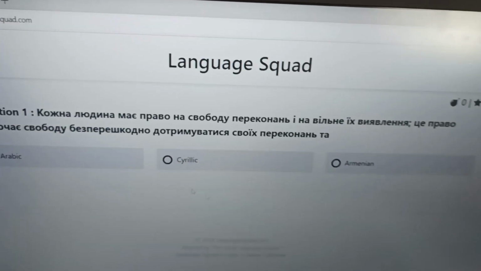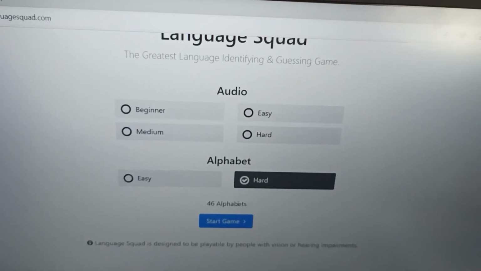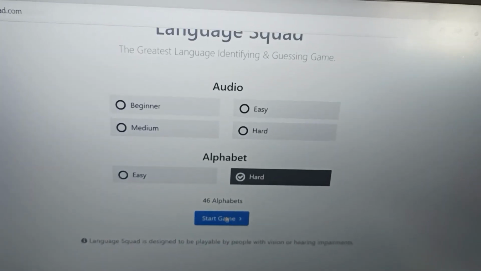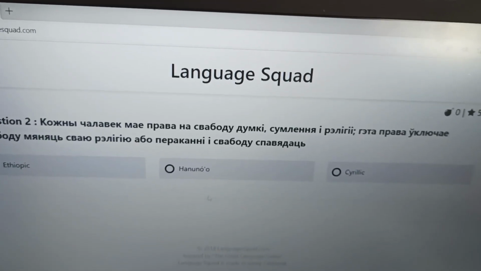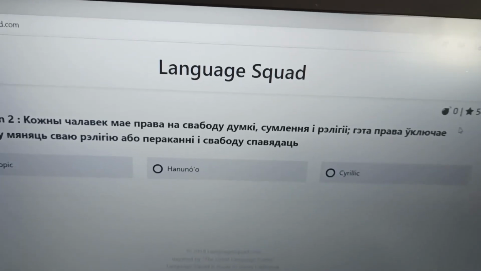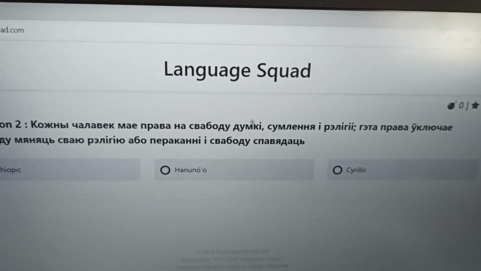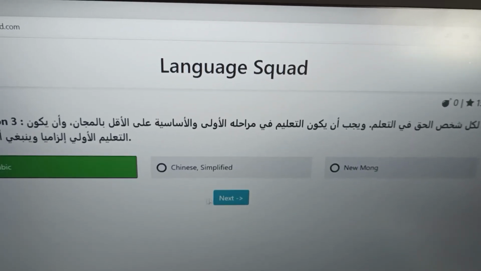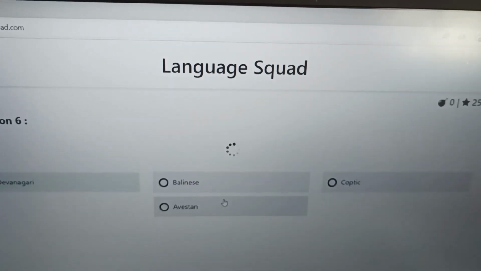1450. So 46 alphabets, this was 20, 46. So let's go. Sinhala. I would like to read it, but I don't think it is the language I'm thinking of. Maybe Kazakh or Mongol. Cyrillics. Arabic. This is Tamil. Again.